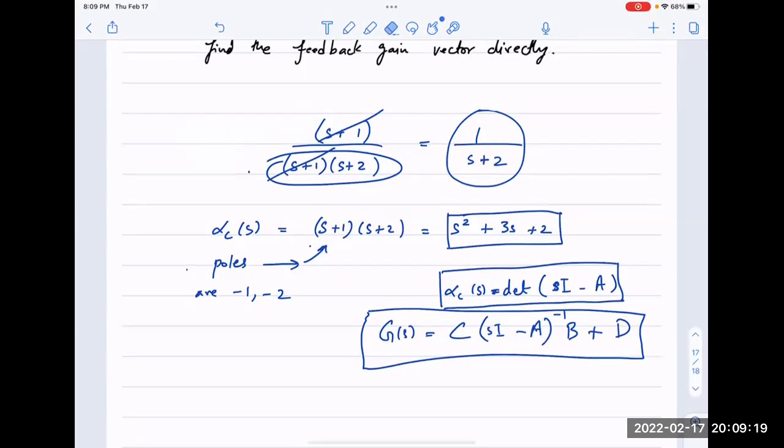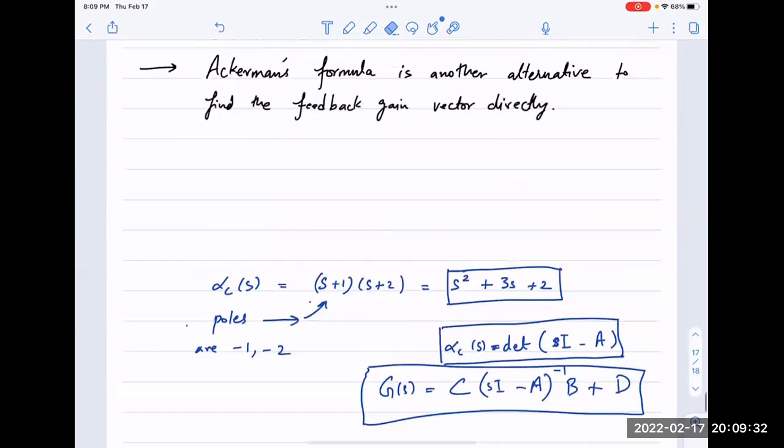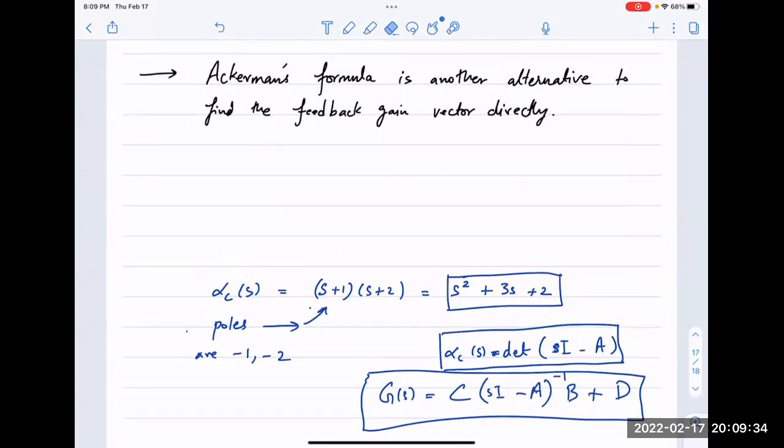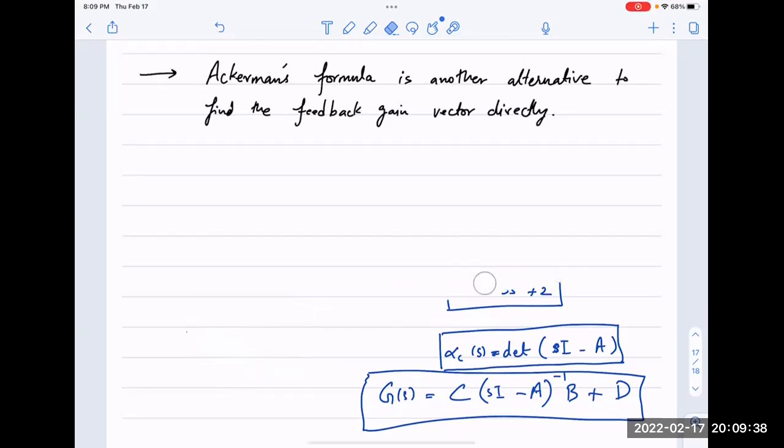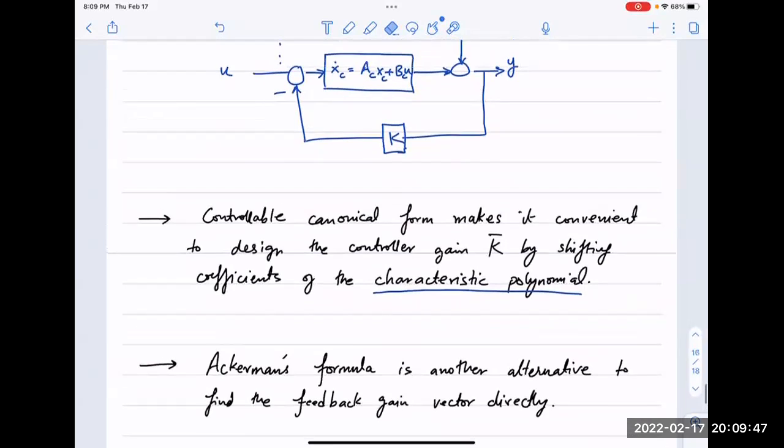Okay, does everybody understand this? Yes, thank you. Okay. Anything else that people want to ask? Okay.